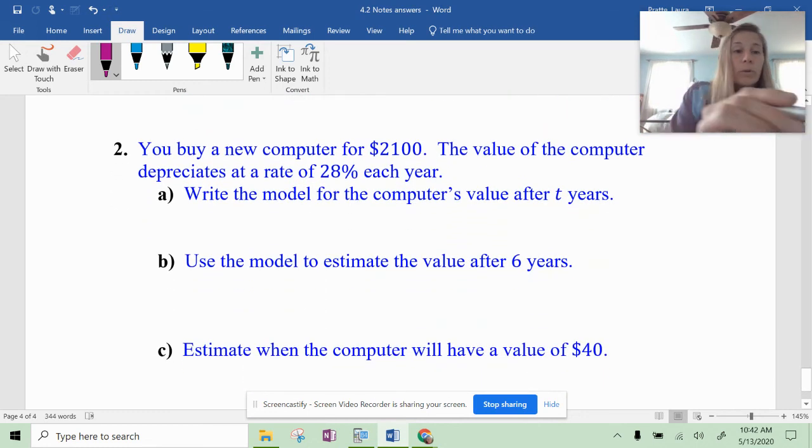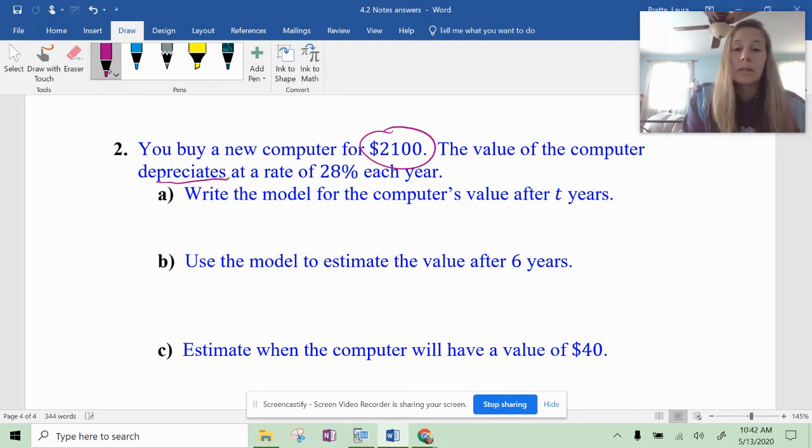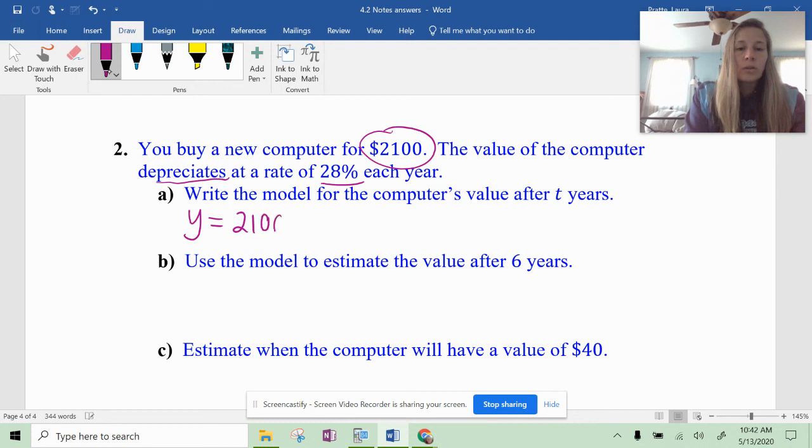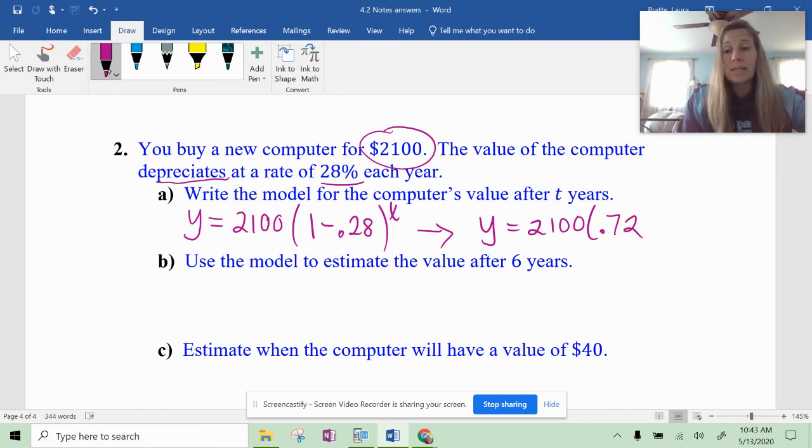So you buy a new computer for $21,100. The value of the computer depreciates, so that means it's losing value at 28% each year. So write the model. So y equals 2,100. Now this is decay, so you're going to do 1 minus 0.28 because it's losing that value. So how much is it retaining? Well, it's going to retain 1 minus 0.28, which is 0.72. So it's retaining 70% of its value each year. So this is the model.